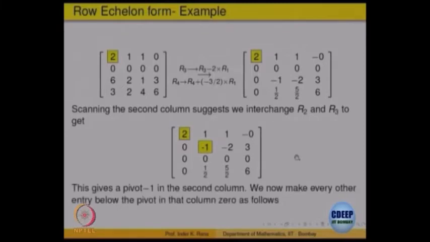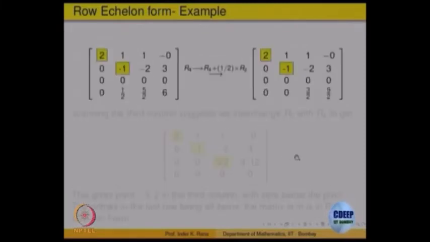So, make that as 0. Once you do that, below the pivot minus 1, everything becomes 0. Now, go on doing this. Go to the next one. The next one again, this row is equal to 0.